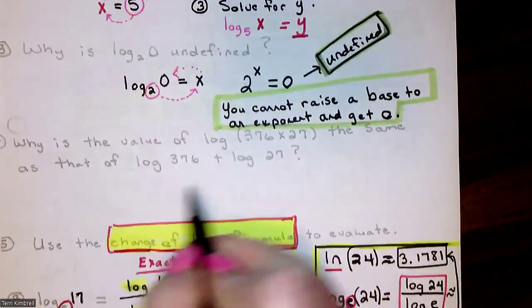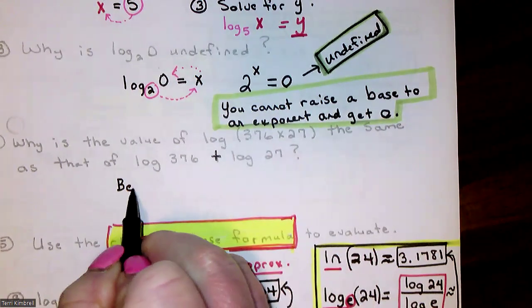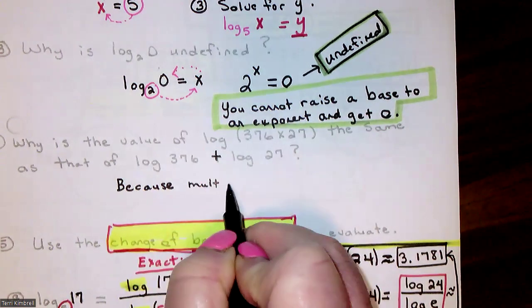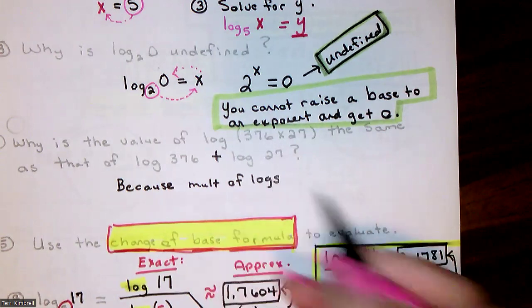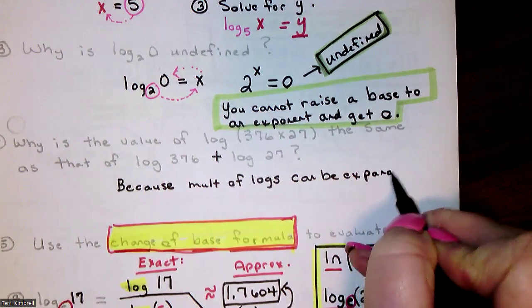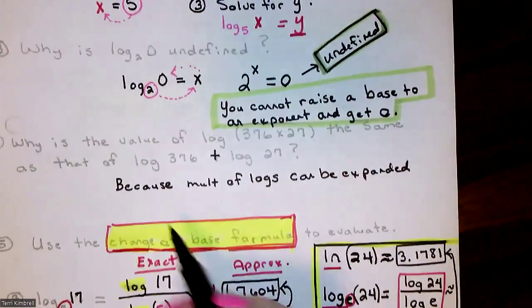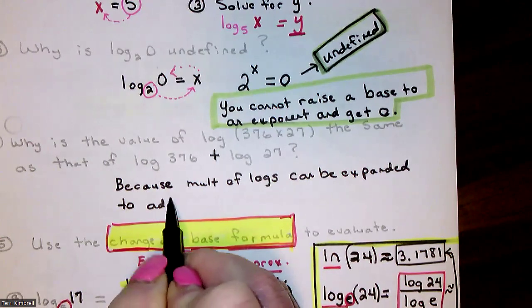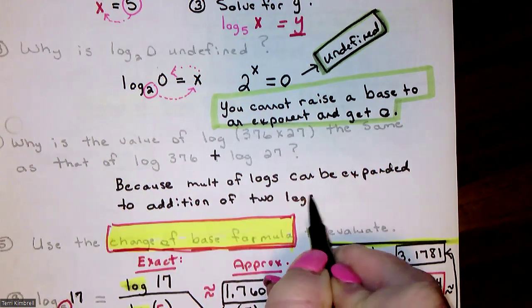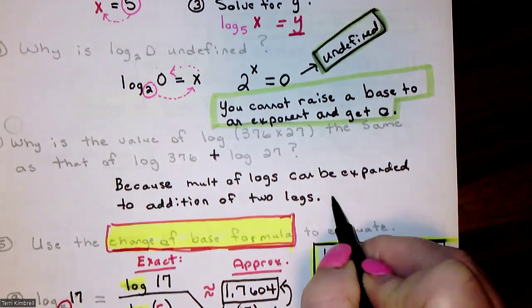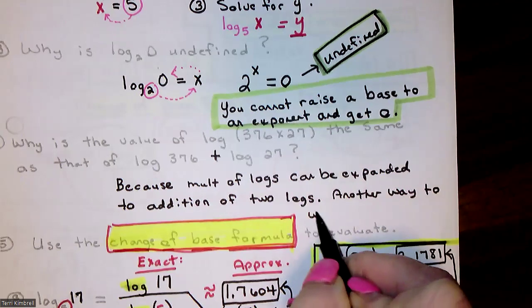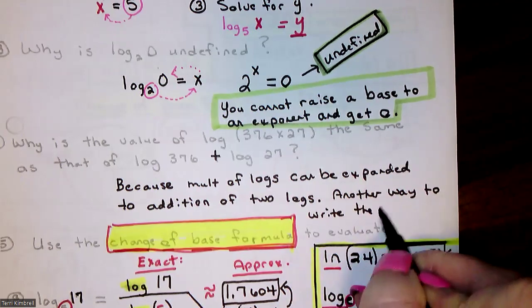And the reason is because multiplication of logs can be expanded to addition of 2 logs. So basically, it's just another way to write the problem.